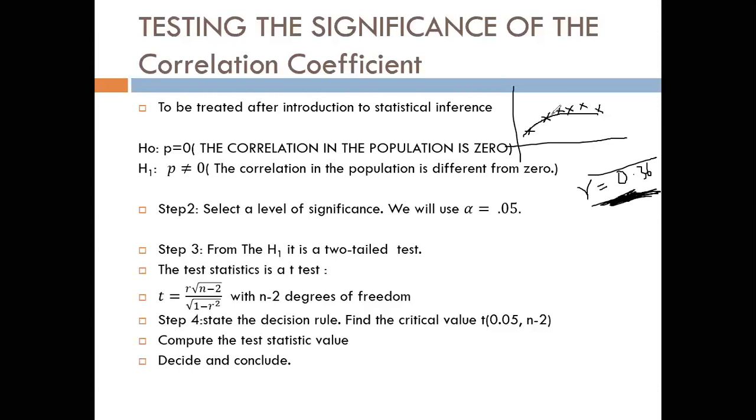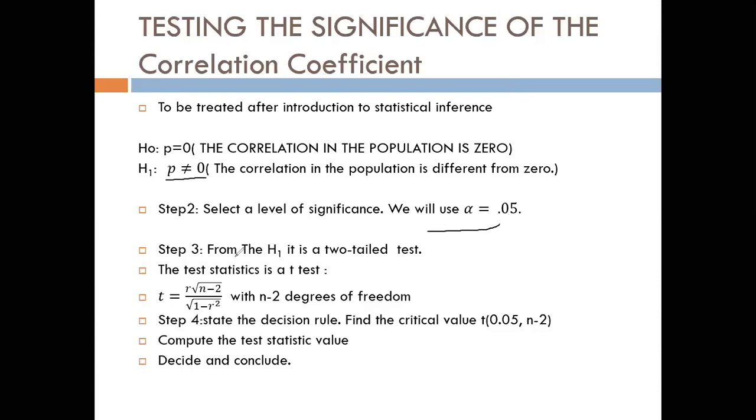For some data sets, the best value you can get for R may even be less than 0.8. So there is a need for further testing of the correlation which you've estimated. And to do that, we employ a hypothesis testing technique. Like any hypothesis testing technique, step one, you have to state your null and the alternate hypothesis. In this case, the null hypothesis says your R, or sometimes we use rho, is equal to zero. If it's zero, then it means there is no correlation. And then the alternate is rho is not equal to zero.